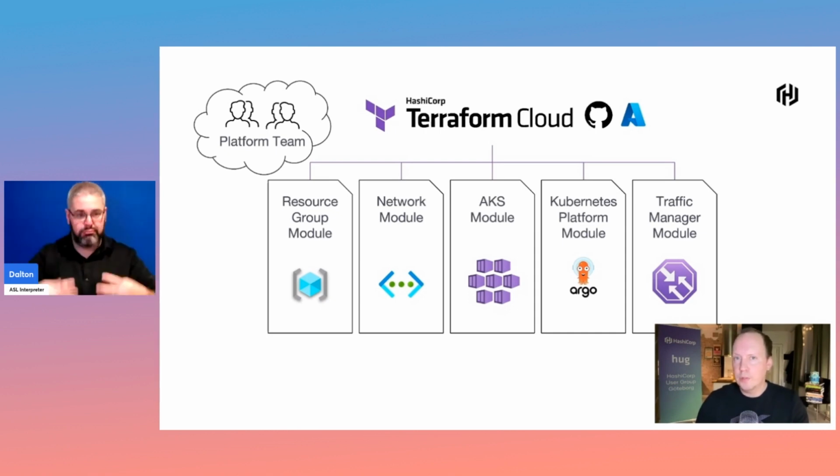We have the AKS module. AKS is the Azure Kubernetes service. So this module creates a Kubernetes cluster for us. We have the Kubernetes platform module, and this module configures a given cluster according to our specifications. In this case, it installs Argo CD, because later we want to use Argo CD for deploying our applications using a GitOps approach. Finally, we have the Traffic Manager module, and the Traffic Manager is a DNS load balancer service in Azure.